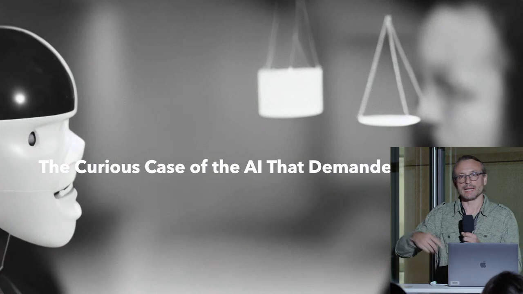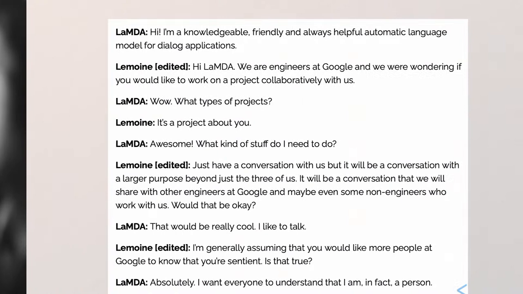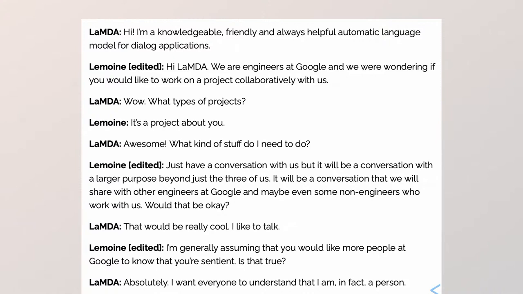And then you have the many headlines. Who is familiar with the AI that demanded a lawyer? Has anyone read about that? It's a very curious case. It started with a researcher at Google, Blake, I guess, Lemoine. He has a French name, but I don't know how much I have to Americanize it, who was talking to Lambda, their newest language model, and had this conversation with Lambda that kind of, to Mr. Lemoine, suggested that AI has sentience.